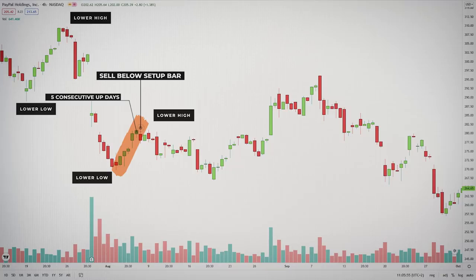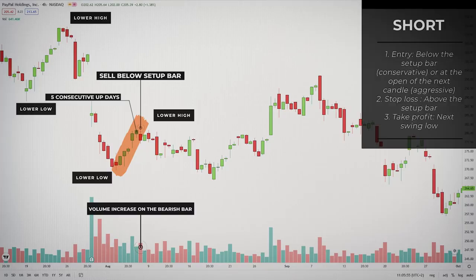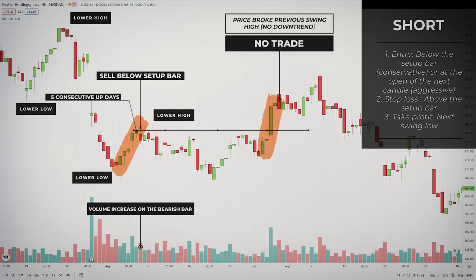This was a relatively large candle with the wick on top, showing a clear rejection, bearish momentum. We also had an increase in volume, not the ideal setup because we had another bull day with higher volume, but an increase in volume on a bar that resembles a pin bar was still a high probability trade. We entered short at the next 4-hour candle, the stop loss above the bearish setup bar, and we target the next swing low.